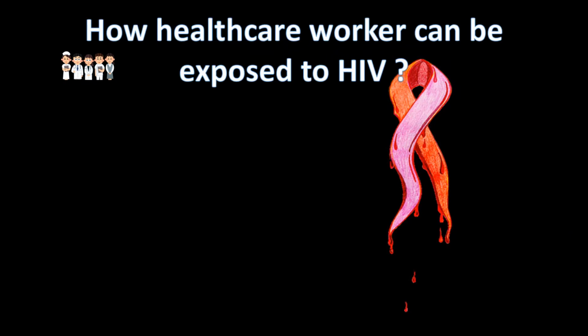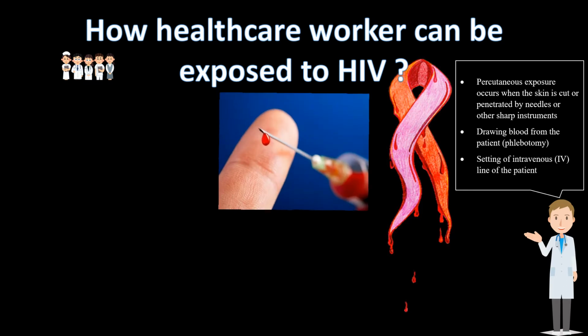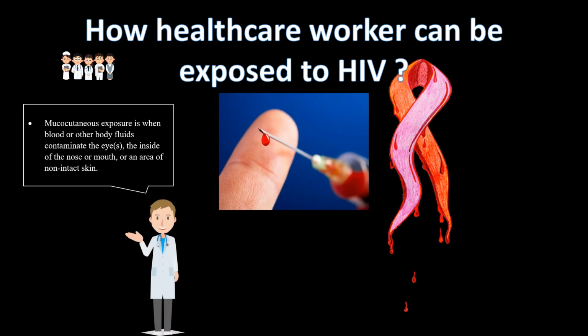How can a healthcare worker be exposed to HIV? Healthcare workers can be exposed to HIV through percutaneous or mucocutaneous exposure. Percutaneous exposure occurs when the skin is cut or penetrated by needles or other sharp instruments. Examples of the procedures that can cause this exposure are drawing blood from the patient and setting up the intravenous (IV) line of the patient. Mucocutaneous exposure is when blood or other body fluids contaminate the eyes, the inside of the nose or mouth, or an area of non-intact skin.